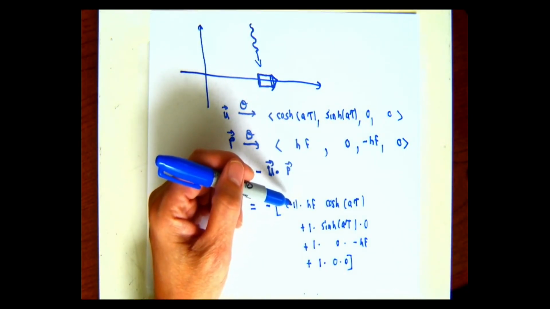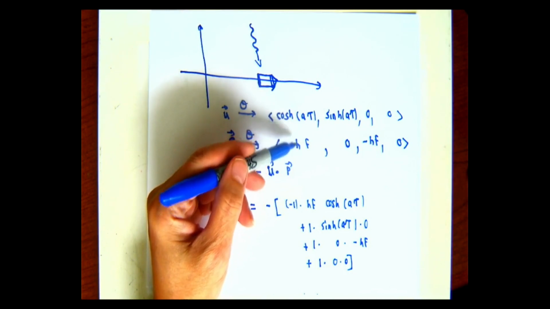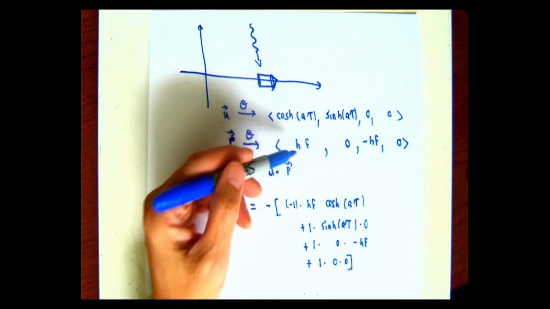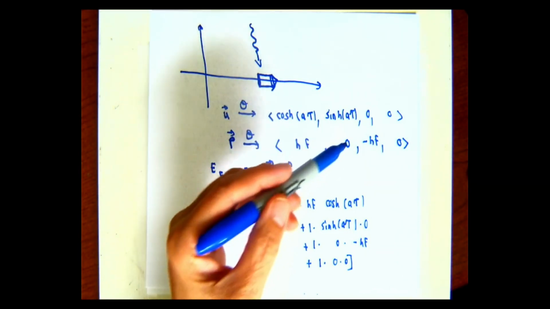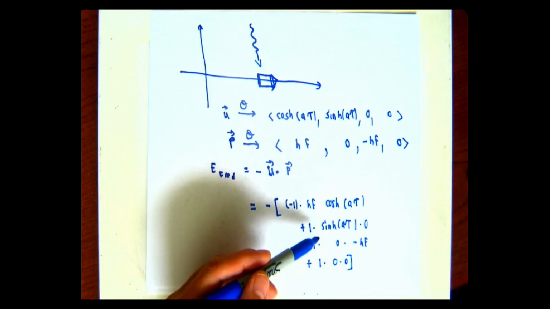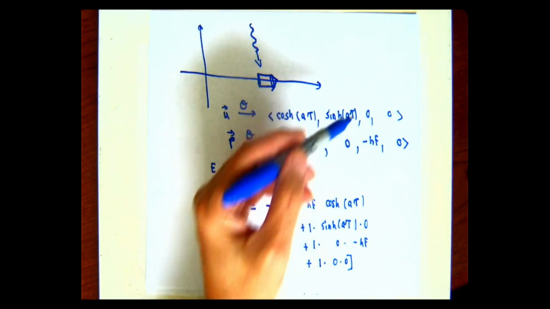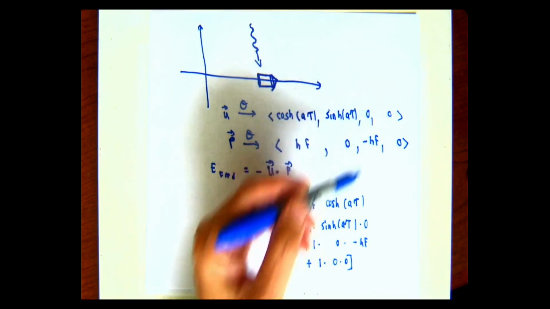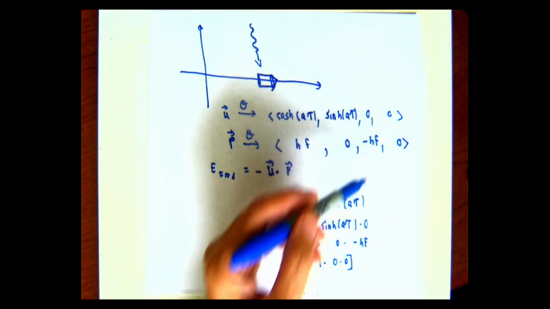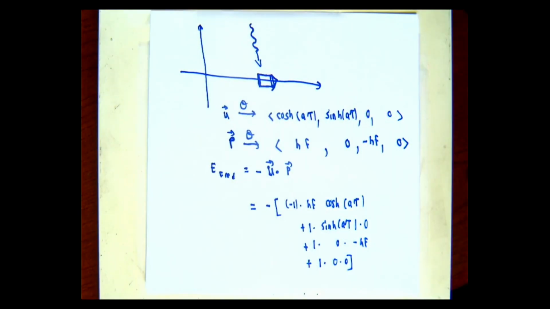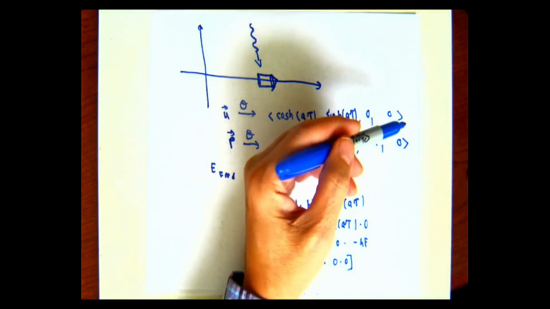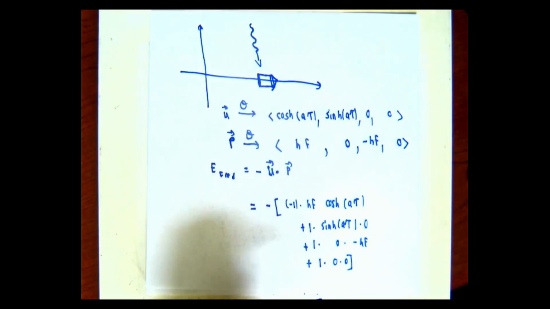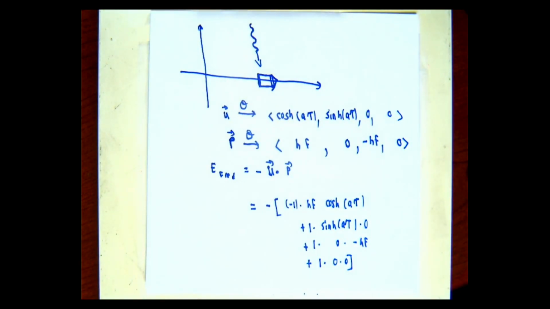Eta 0, 0 is negative 1, so I will have inside the brackets negative 1 times the hyperbolic cosine times h times f. Eta 1, 1 is 1, so I'll have 1 times the hyperbolic sine times 0. Eta 2, 2 is 1, so I'll have 1 times 0 times negative hf. And eta 3, 3 is 1, so I'll have 1 times that times that. And notice only the very first term inside the bracket contributes anything. The negative signs cancel out.